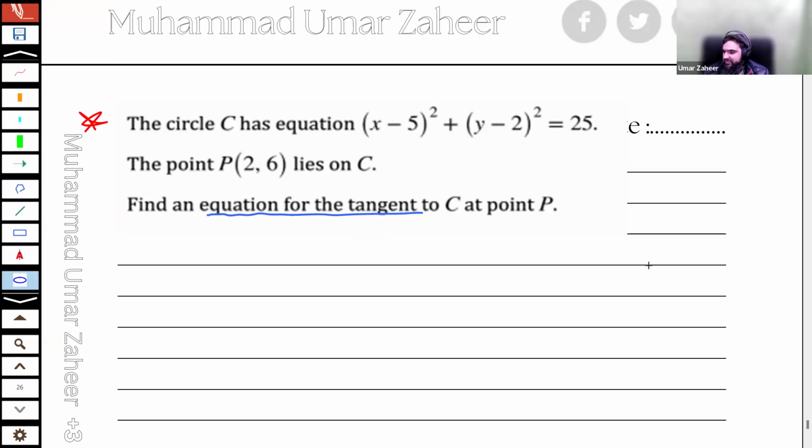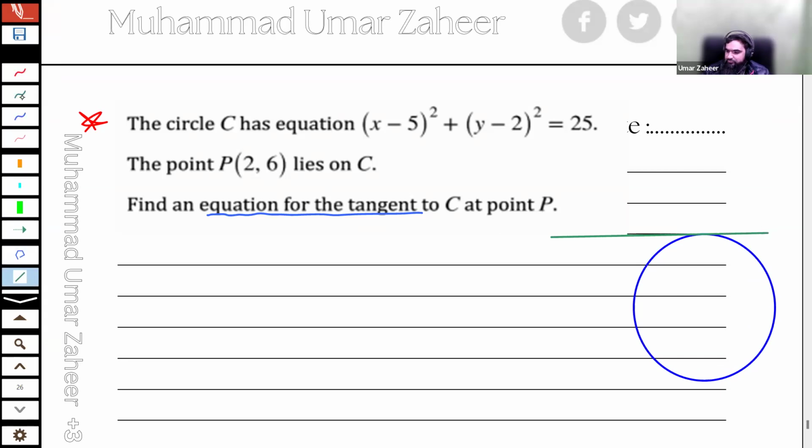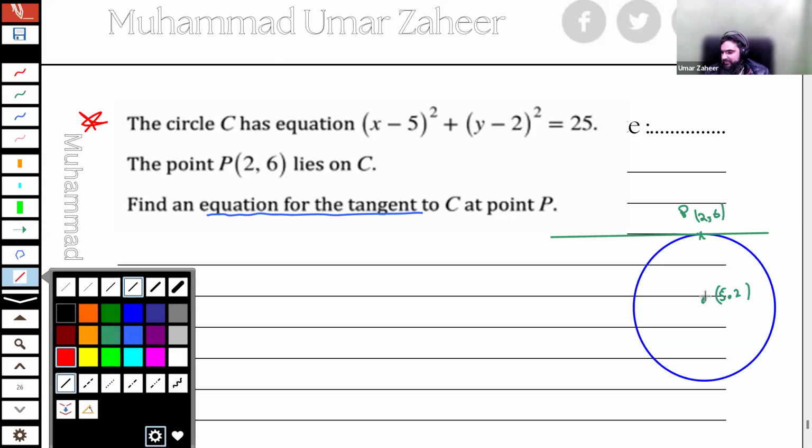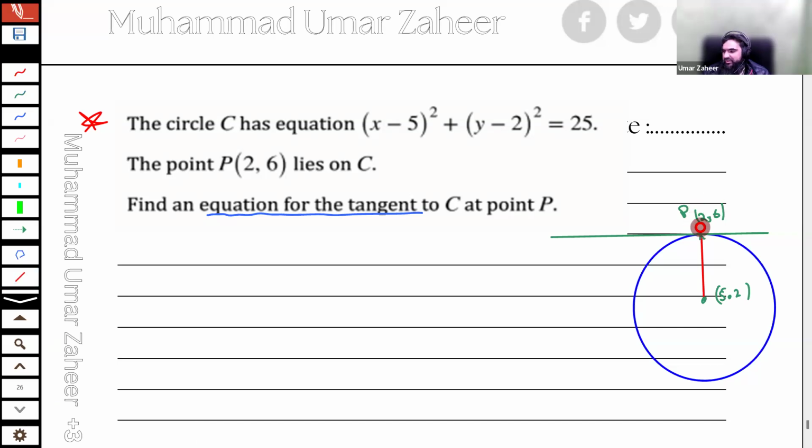So this is a circle. Let's say this is the tangent. This is the point P, that is (2, 6). And this is the equation of the circle. We will get the center, that is (5, 2). Now we need to find the equation of the tangent. We have the point that is on the tangent line, but we don't have the gradient of this one.